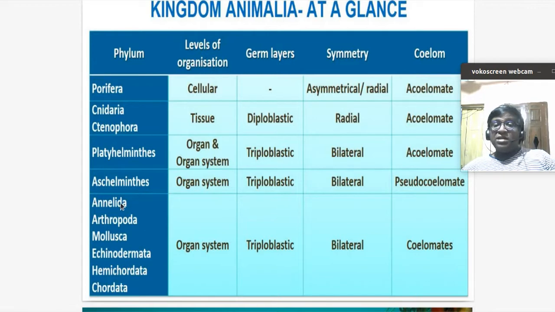From phylum Annelida, that is from earthworm, to phylum Chordata, all of them exhibit organ system level of organization. They are triploblastic. They exhibit bilateral symmetry, except for Echinodermata, where the adult exhibits radial symmetry and larvae exhibit bilateral symmetry. That is the only exception. Apart from that, they are coelomates. All of them have coelom, which is lined by the mesoderm layer. So remember this ready reckoner, which gives you important points about the different phyla.